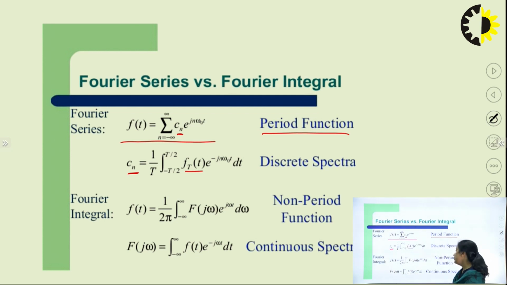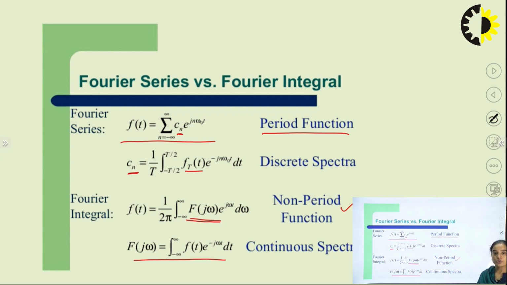And here this is the Fourier integral. By using the Fourier integral, first we have to write the Fourier transform, that is F of j omega, and this is for the non-periodic function. So using Fourier transform we can draw continuous spectra. We should remember, by using Fourier series we can draw discrete spectra, and by using Fourier integral, the Fourier transform, we draw continuous spectra.